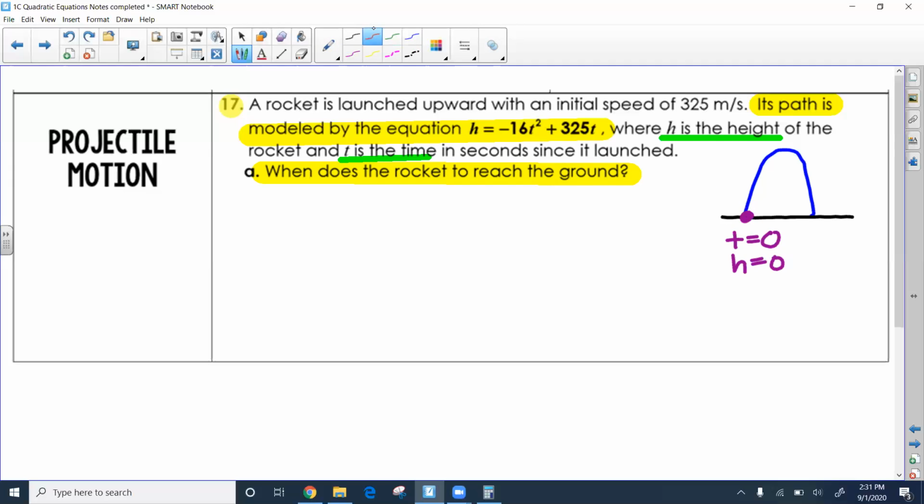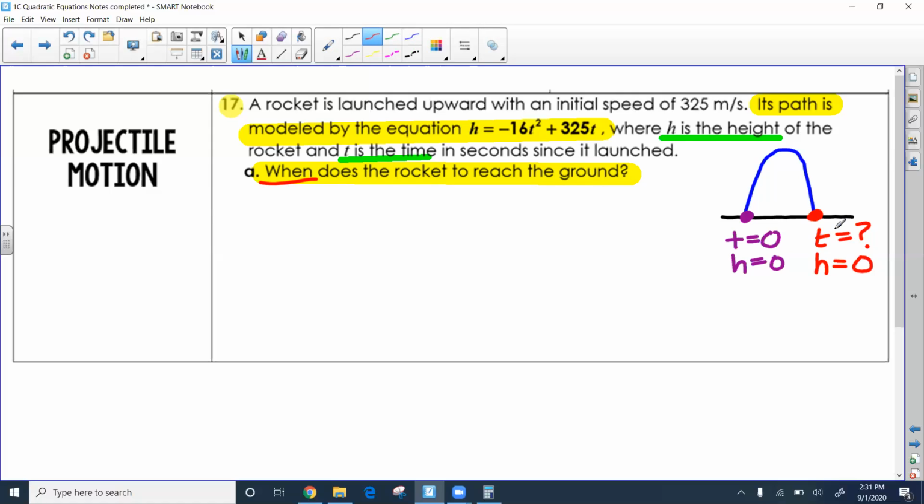What we're trying to figure out is here, when the rocket hits the ground. We don't know the time. That's actually what we're trying to figure out. We're trying to figure out, when does the rocket reach the ground? But when the rocket reaches the ground, we do know the height. It's back to the ground again, so the height is 0 again.